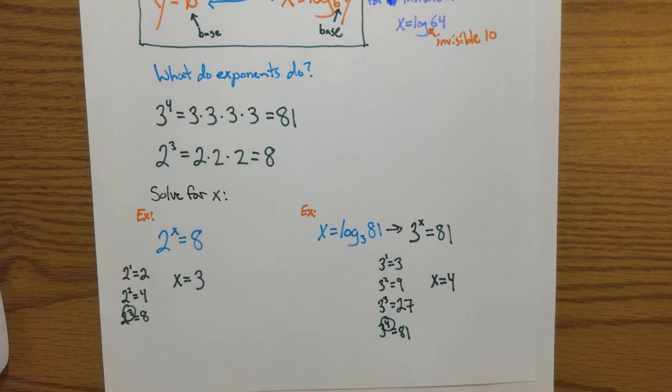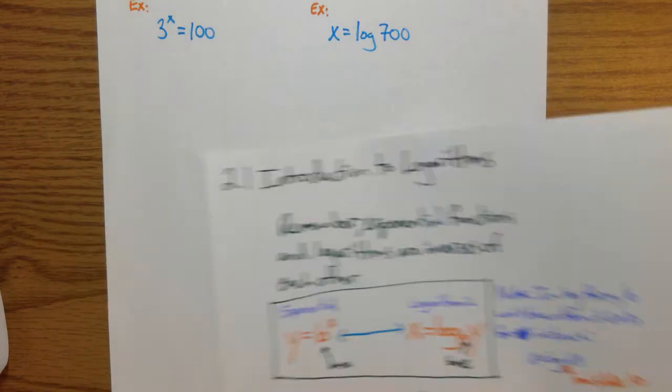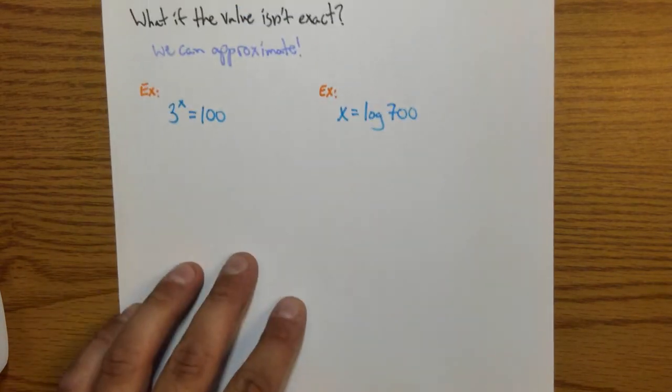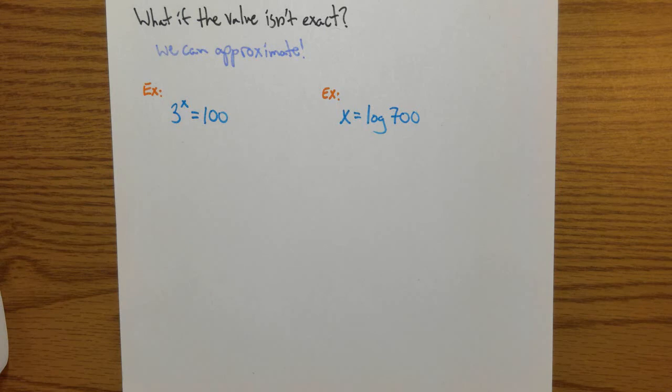But what if it's not exact? What if it's just kind of in the middle of one of those? And that's going to happen obviously more times than not. So what if the value isn't exact? Well, we can approximate. And approximate, we can say, well, it's between these two numbers. And I'll show you what I mean. So look at the first example. 3 to the x is equal to 100.